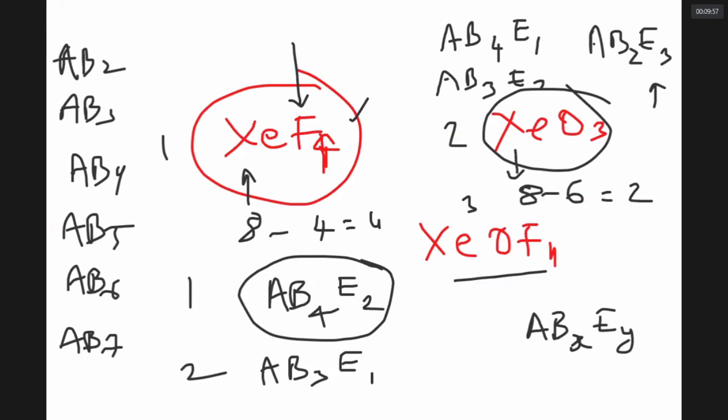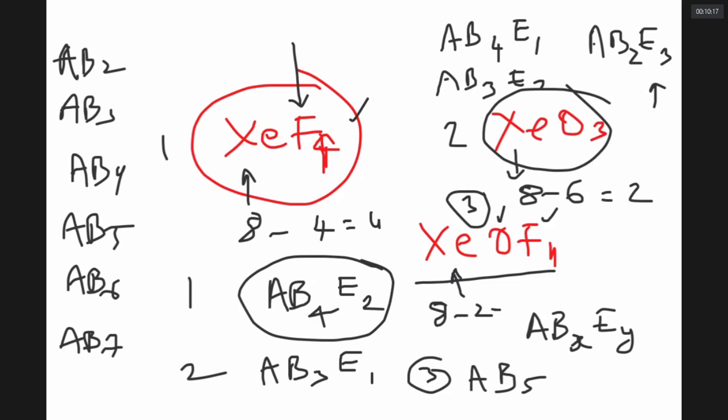Let us look at XeOF4. Xenon is the central atom A. It is bonded to 1 oxygen and 4 fluorines, together 5 atoms, so AB5E. Now xenon has 8 electrons. Out of 8, 2 are used by oxygen and 4 are used by the 4 fluorines. So how many are left? 2, that is one lone pair. So any molecule you can classify into this category. Let us take another case.